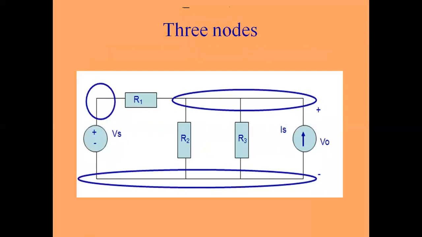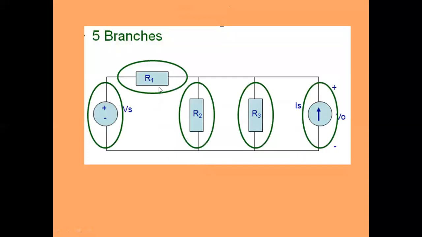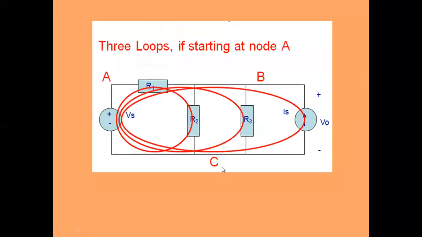So let us see again here. The ones in circles are the nodes 1, 2 and 3. This is a common node, the ground node or reference node, we can say. So 3 nodes are there. Similarly, branches 1, 2, 3, 4, 5, so 5 branches are there. Then next is loops. See, this is one loop, this is the second loop, the third loop. So like this, there are 3 loops.